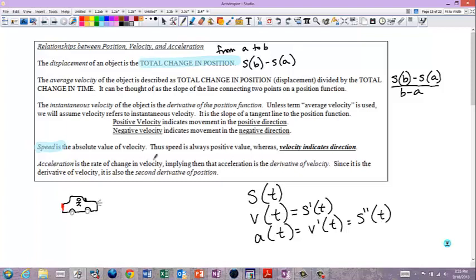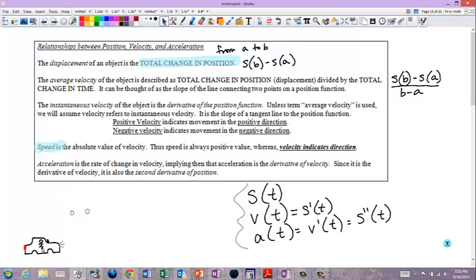Acceleration is the rate of change in velocity, implying that acceleration is the derivative of velocity. Since it is the derivative of velocity, it is also the second derivative of position. I went over that. If I was standing in front of you, I would be pretending like I was a car and walking back and forth. But I'm not, so here I am. Pretend this is me. The speed or the velocity is your change in position. My position's changing. It's the rate of change of position.